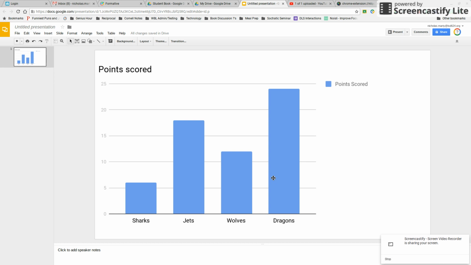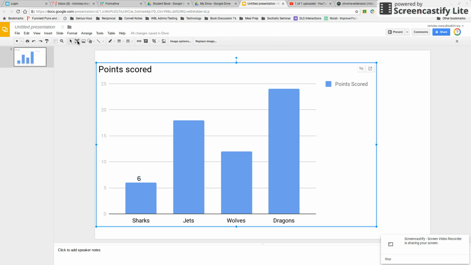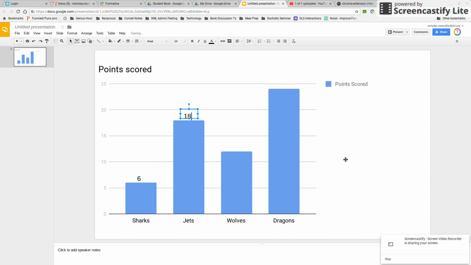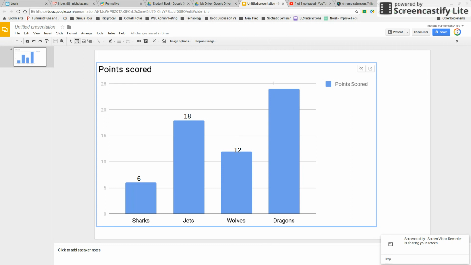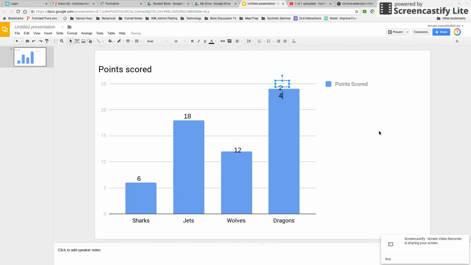Now we can also use graphs to compare different things. So I have a graph here that's called points scored, and it's comparing how many points these four different teams scored. So if I look at this, I can see that the Sharks scored 6 points. I'm going to put a little 6 above that just to help me remember. The Jets look like they scored 18 points. We've got the Wolves. They scored 12 points. And then we have the Dragons, who scored 24 points.